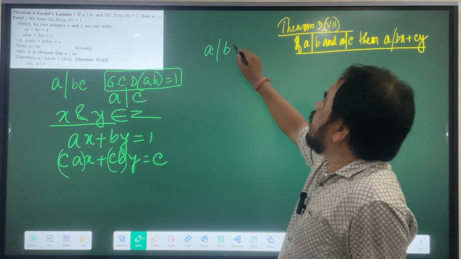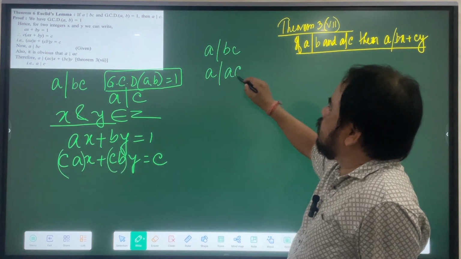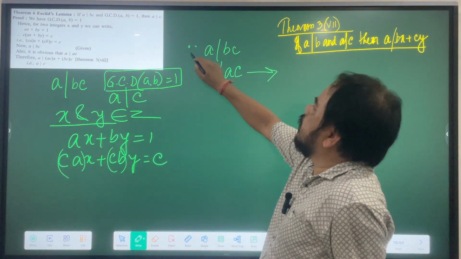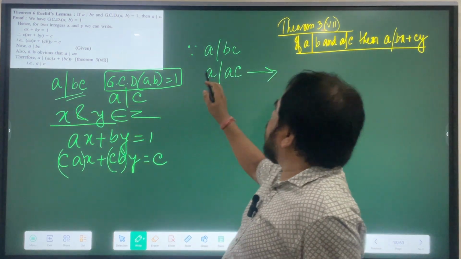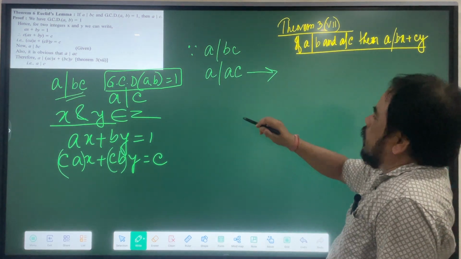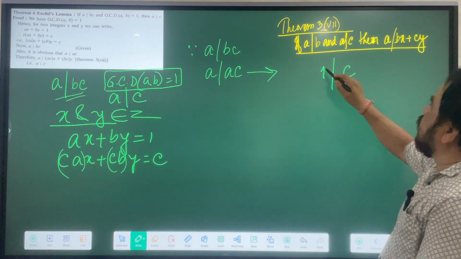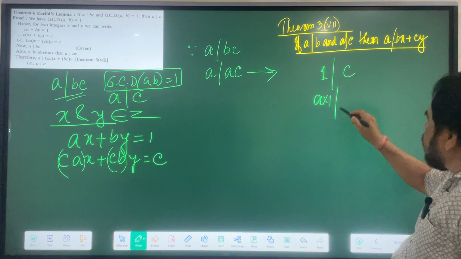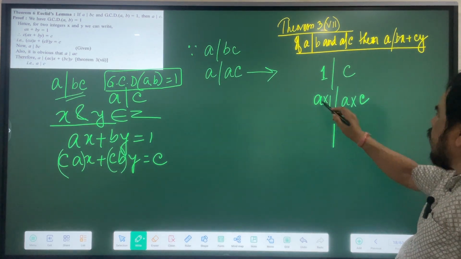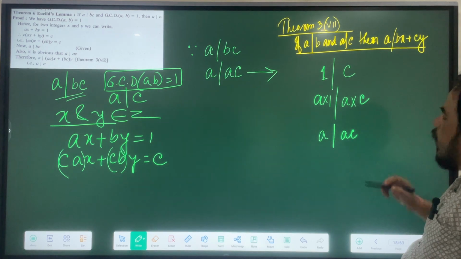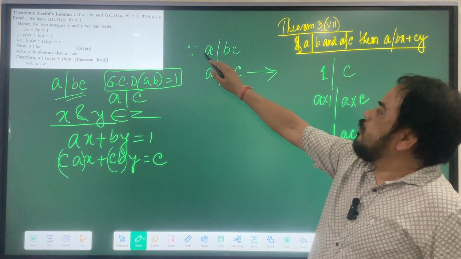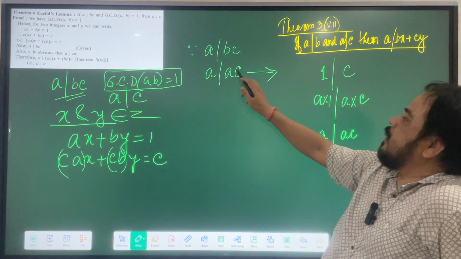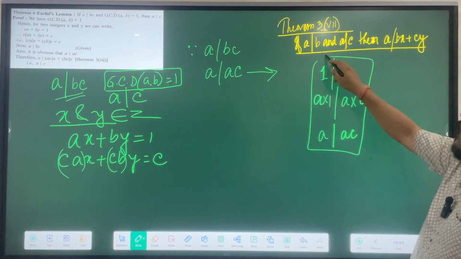Given that A divides BC, A also divides AC. How did this come? Listen. A divides BC is given. Obviously, A also divides AC. How? Let us see, 1 divides C. Both sides multiplying by A, A into 1 divides A into C. A into 1 is A, A into C is AC. I hope you understand. Since A divides BC, it is obvious that A also divides AC. This is what I have explained here.